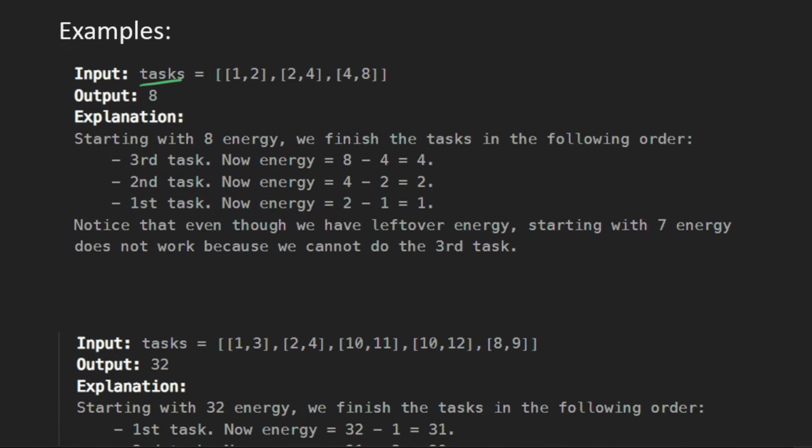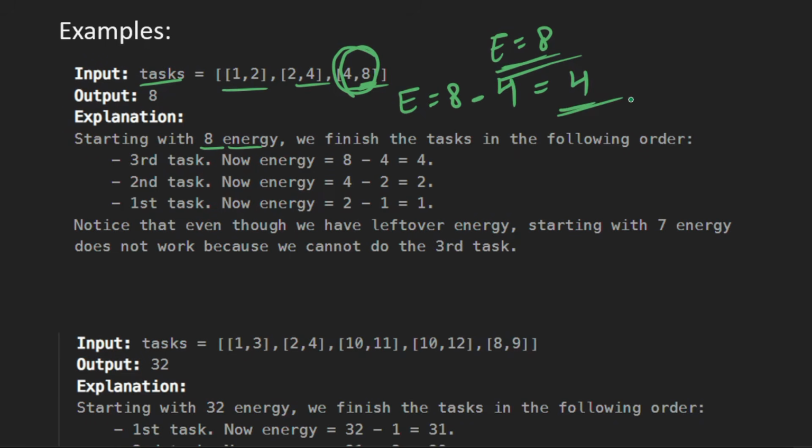So here we are given tasks 1 2, 2 4, 4 8, right? So we are starting with energy equal to 8. First we execute this task. How much minimum energy does it require? 8. So we have sufficient energy to start this task. When we complete this task, how much energy are we left with? 8 minus how much it requires? 4. So we are left with 4.